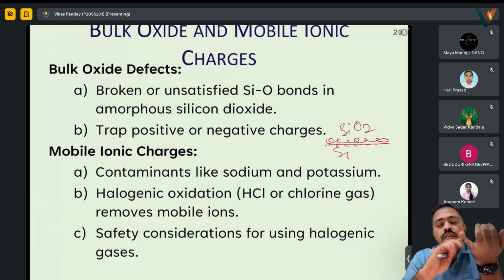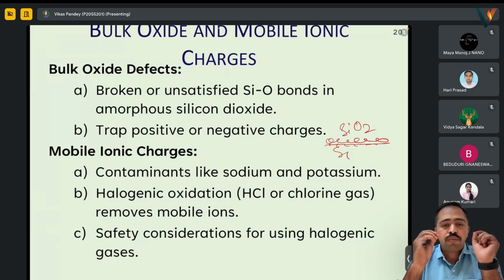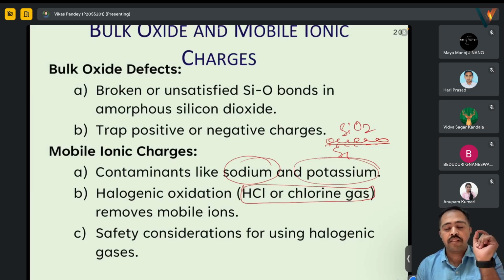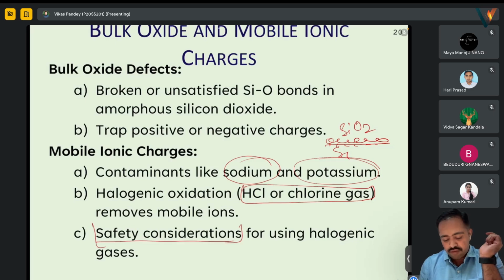But the first and the best way is to minimize sodium, potassium and such contaminants at the start. And if we are going for HCl or chlorine gas to remove the mobile ions, it has to be done very safely because it is highly volatile and corrosive in nature.